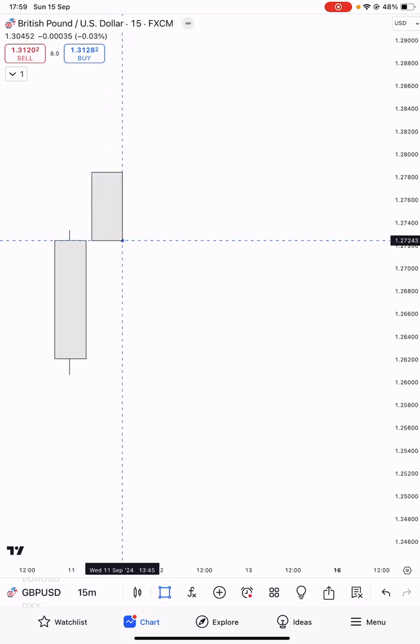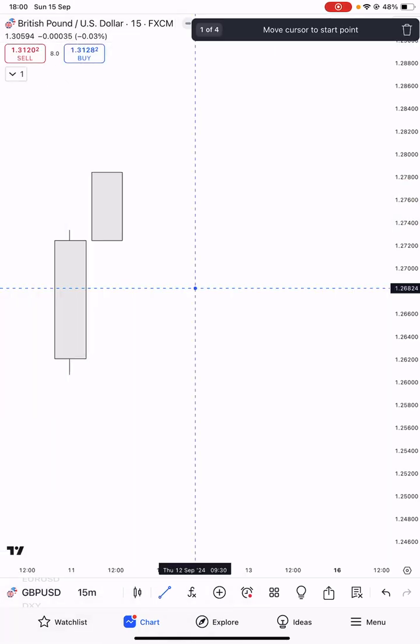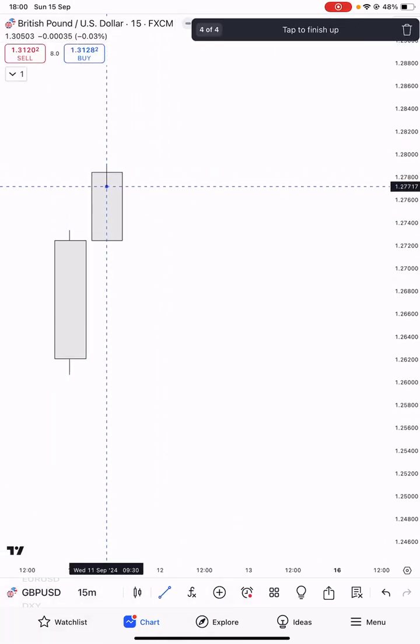I'm drawing the key to this model, the key PTR race.